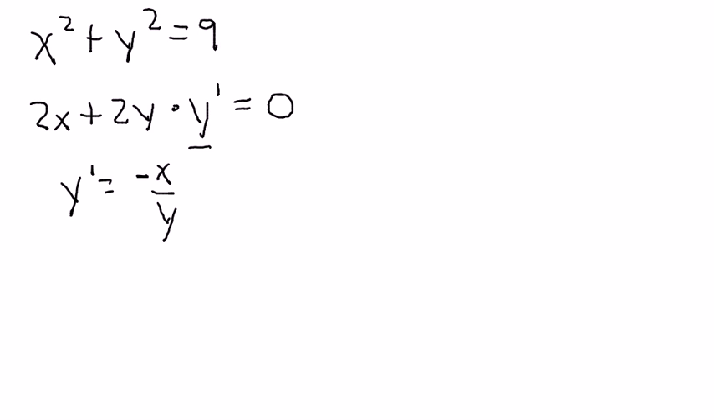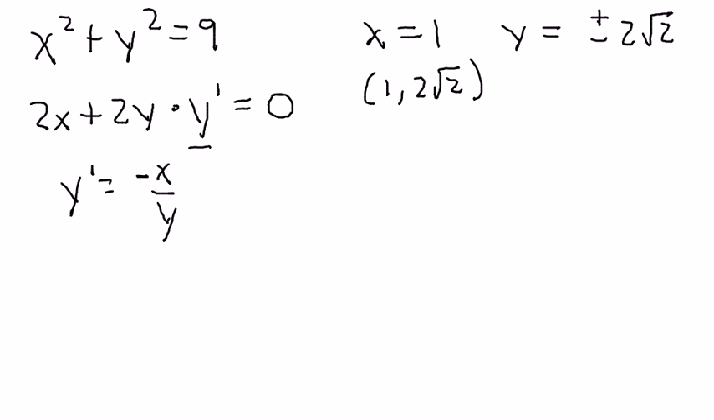Let's say I wanted to find the slope of the line tangent to the graph, or the equation of the line tangent to the graph. Let's do x equals 1. At x equals 1, first of all, I have to use the original equation and find that it happens in two places. Y could be plus or minus 2 square root of 2. It's plus or minus because you take the square root of 8 and you have to consider both the positive and the negative square root of 8, which means there are two tangent lines, one on the top of the circle and one on the bottom of the circle. And this one is (1, negative 2 square root of 2).